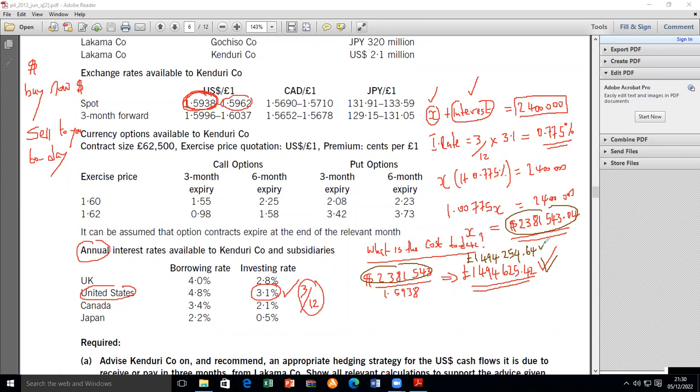254. So Mr. Nkunguru, there's something wrong here. Maybe it's 1.5938. 1.5938 here. Let's check it.